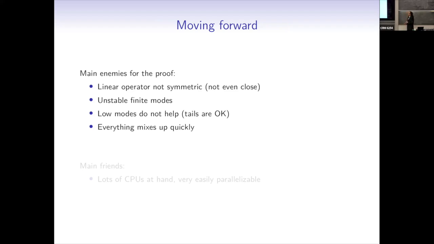Bad news, the linear operator is non-symmetric. Constant coefficients would be like a dream, but the linear matrix is not going to be Hermitian, so that's going to be really an issue. Not even close to symmetric, not even perturbatively or anything like that. We're going to have unstable finite modes. The low modes are not going to work in our favor. Tails may be okay. And everything is going to mix up very quickly. So if we try to do silly things, it won't work. Good news, TPUs are cheap these days. And we can parallelize in a very dumb way.